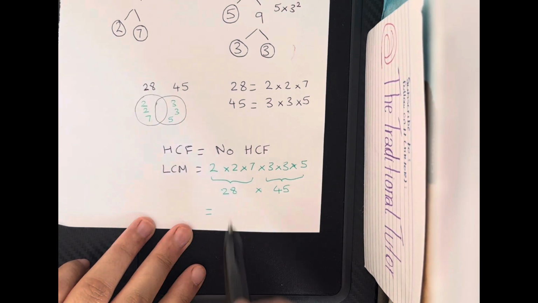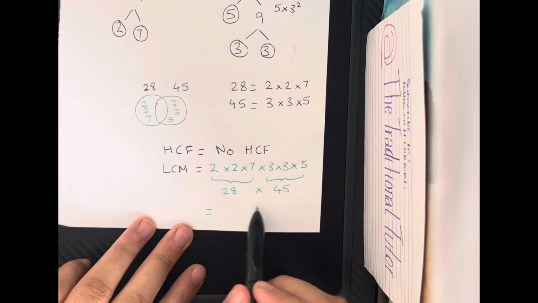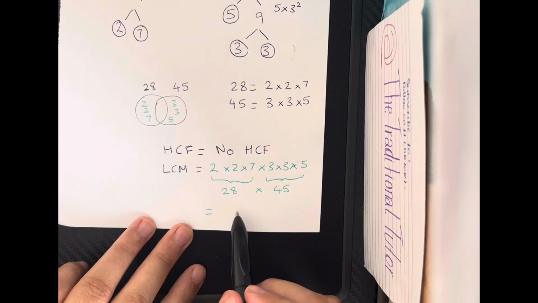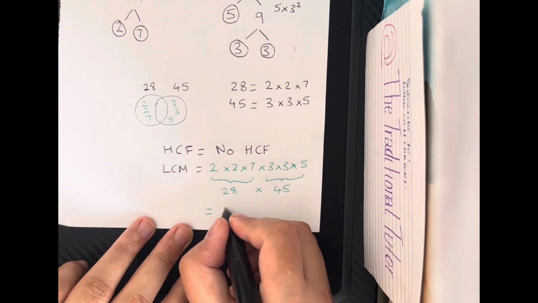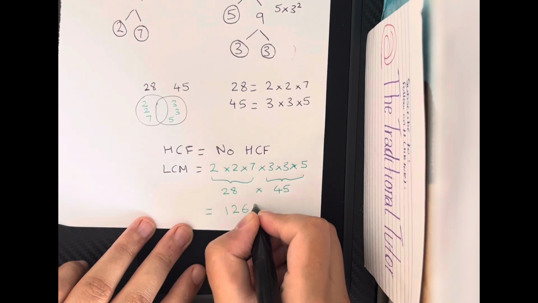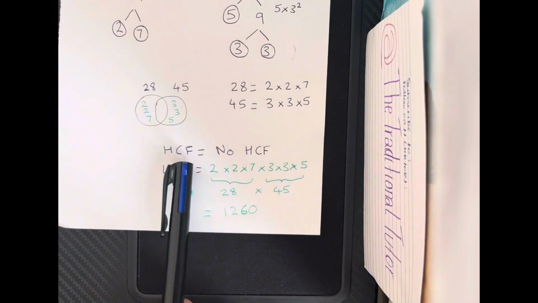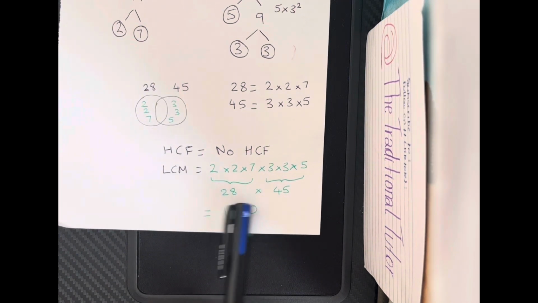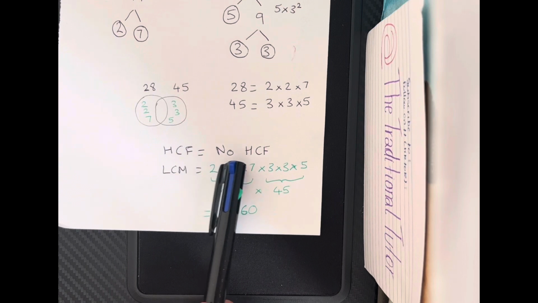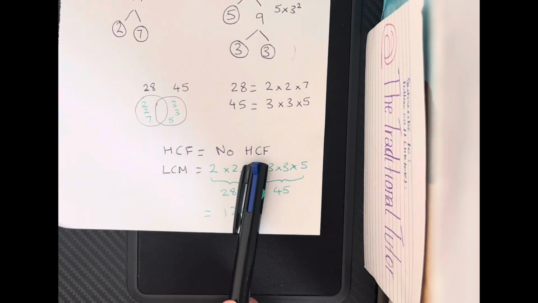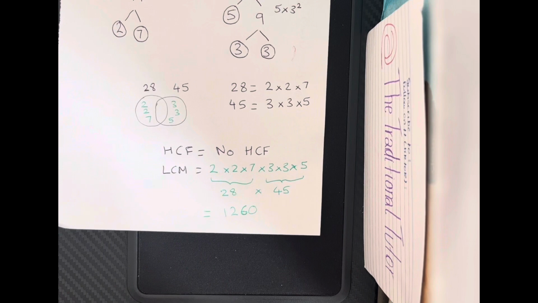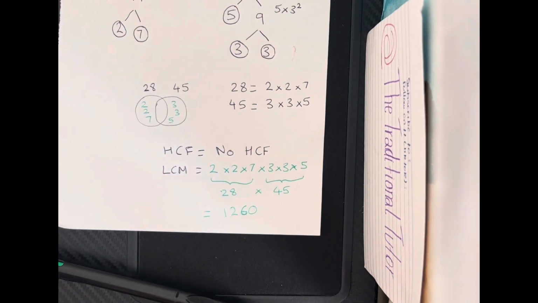Now, we could use any sort of long multiplication method in order to work this out, or the grid method. So that should be giving us 1,260. Now, this was a bit of a tough example in the sense that there was no HCF, and also we had a bit of a big multiplication calculation to do. Also, a key point to remember in this example is that when you've got two numbers that don't have a HCF, it means that they are co-prime, which means that they don't have any common factor other than 1.